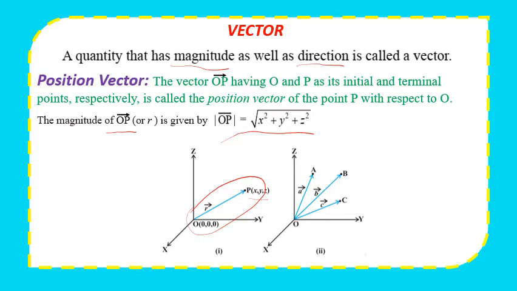Clear? You can see in the next figure that we have taken 3 points A, B and C, and they have the position vectors A, B and C. We say the term position vector because this is with respect to the origin. Clear? So pause and note down these points.